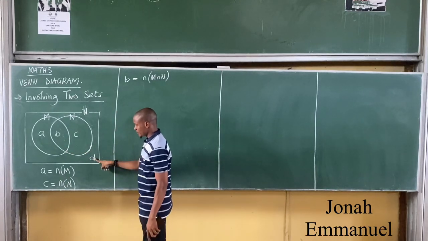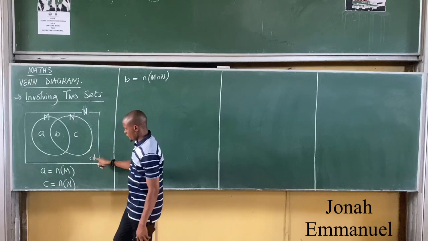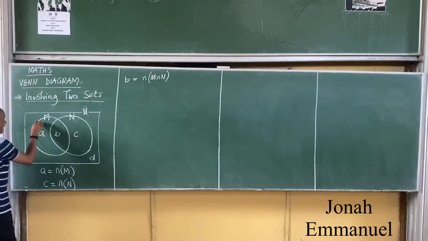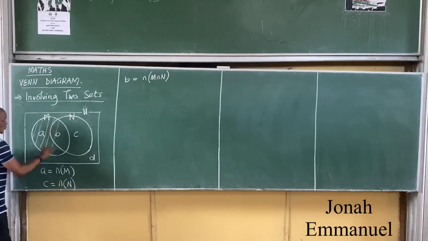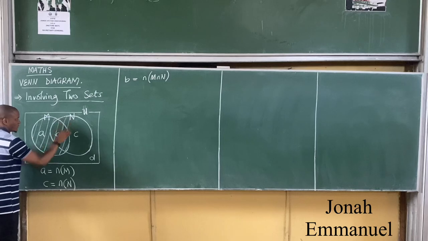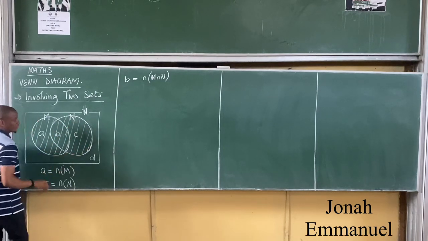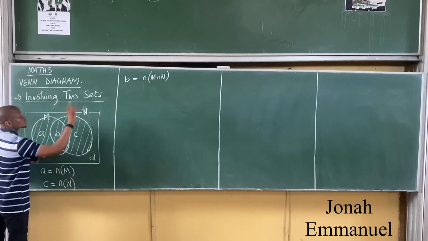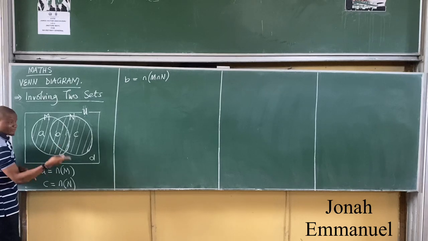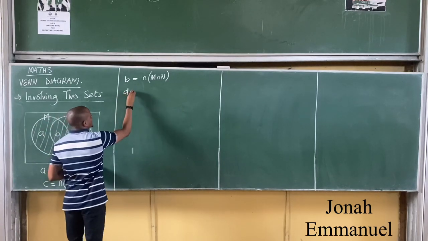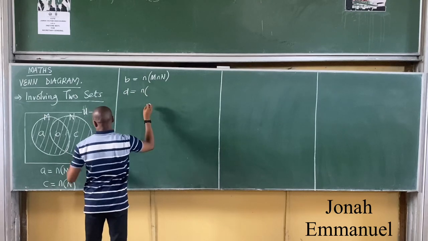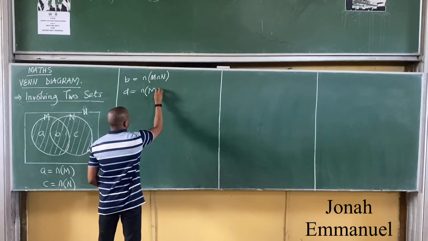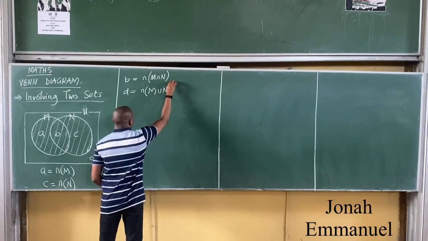This space here, D. If I combine M and N, combine everything in both circles, this space here is what you get when I combine M and N together and subtract it from U. And that's called what? A complement. So D, the space outside, is equal to the total number of M, since I'm combining M and N, it becomes a union: M union N, complement.